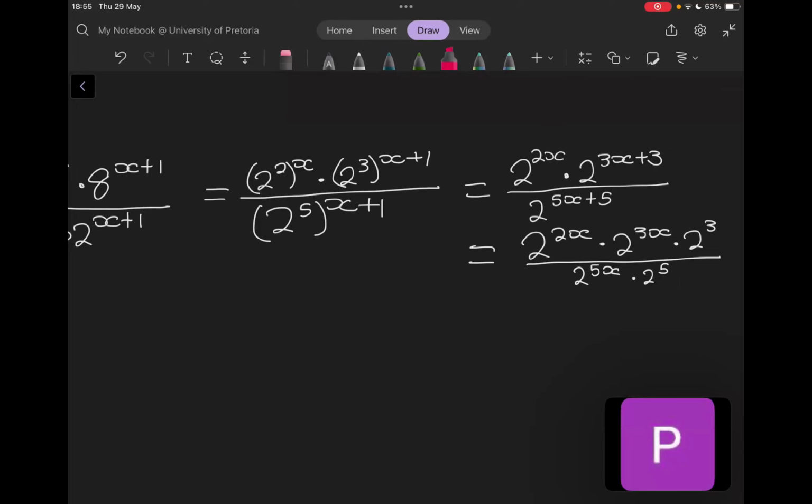I have a question. You said 2 to the exponent of 2x multiplied by 2 to the exponent of 3x, then you said multiplied by 2 to the exponent of 3. I understand the exponent of 3, but where do we get the 2 from? Are you referring to the numerator? Yes. Okay, we'll have to go back to this over here.